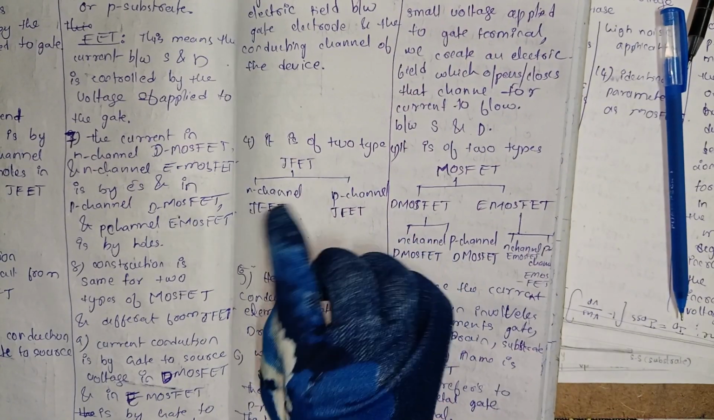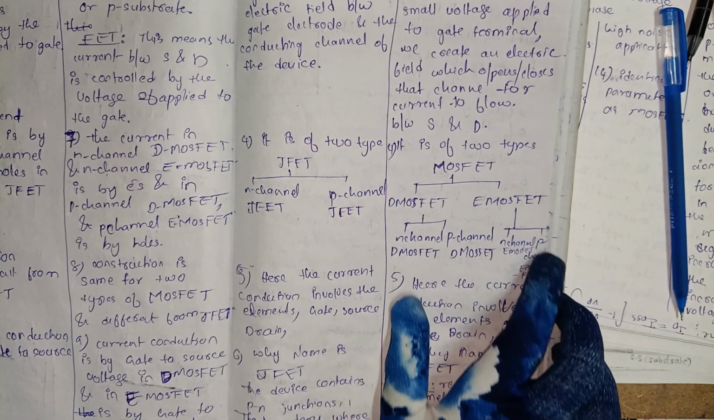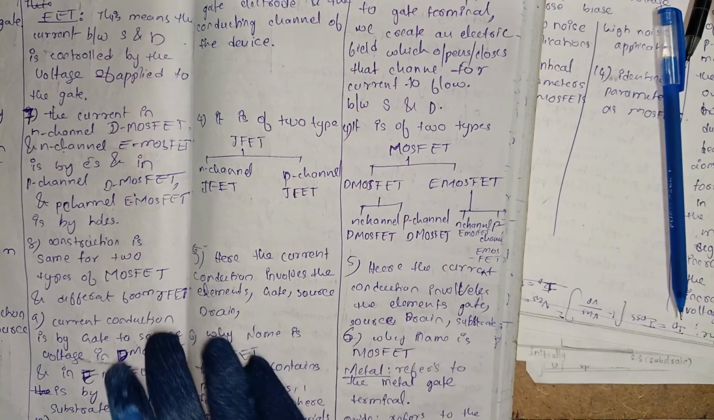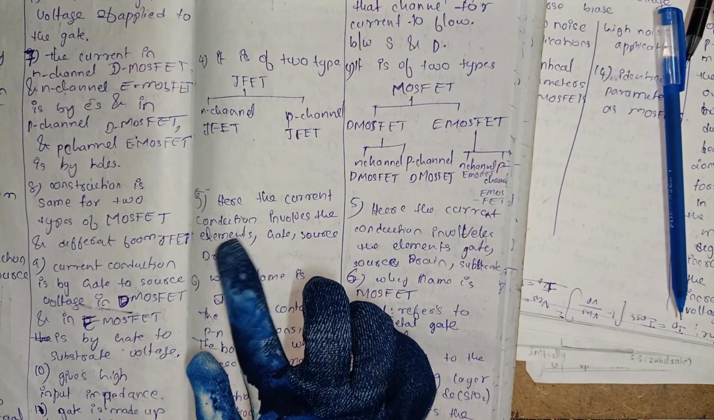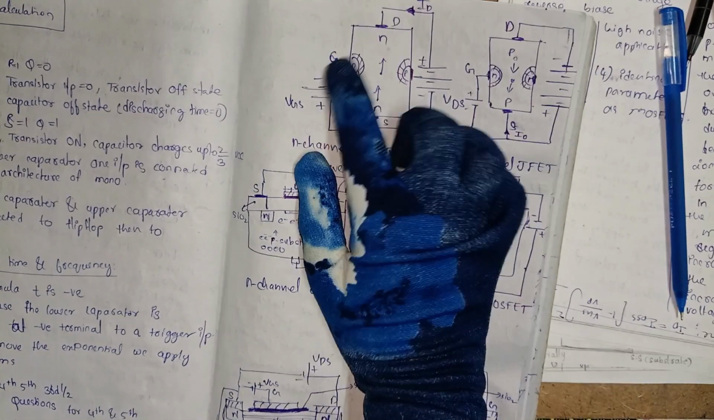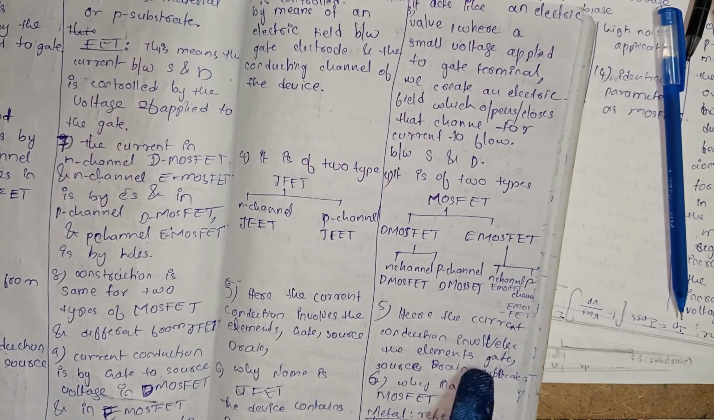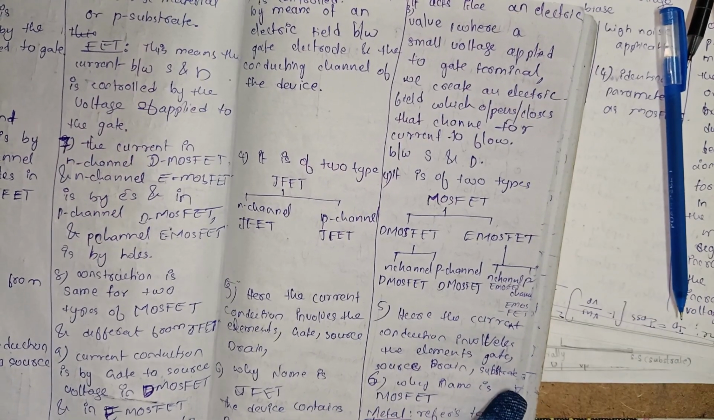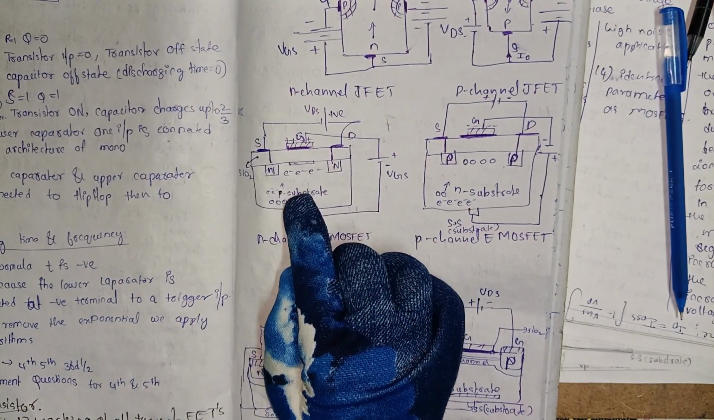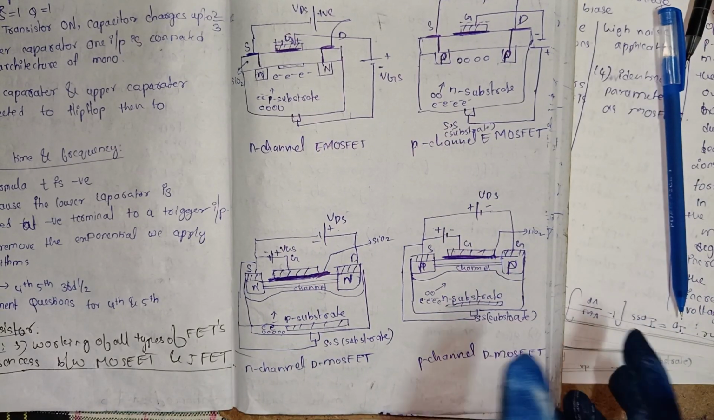It is of two types: JFET, N channel JFET and P channel JFET, and MOSFET, D MOSFET and E MOSFET, N channel D MOSFET and P channel D MOSFET, N channel E MOSFET and P channel E MOSFET. Here the current conduction involves the elements gate, source and drain in JFET. And here the current conduction involves the elements gate, source, drain and P substrate also. Similarly in the P channels also.